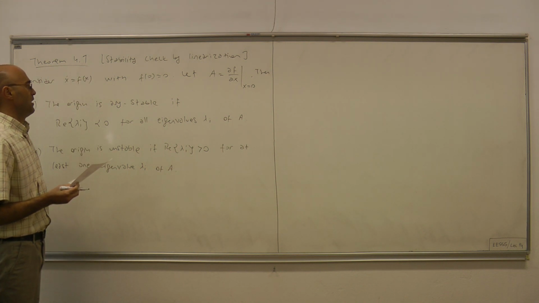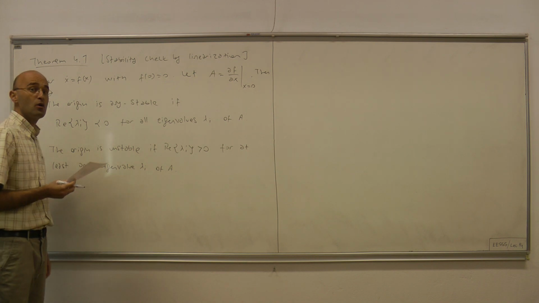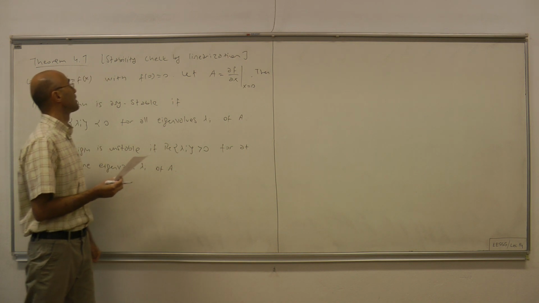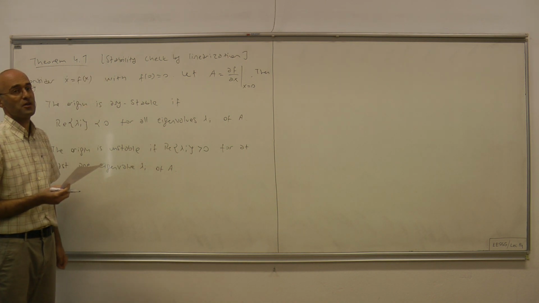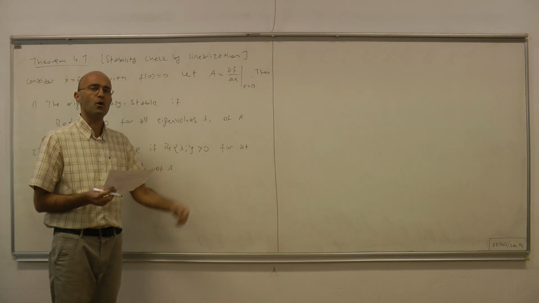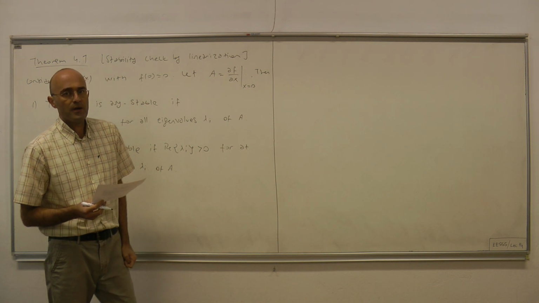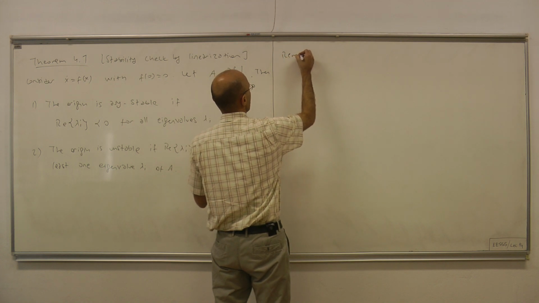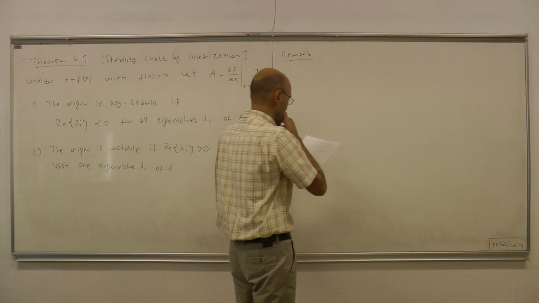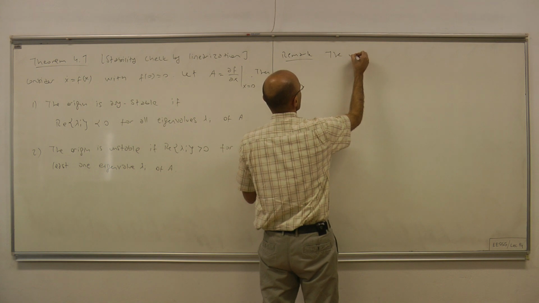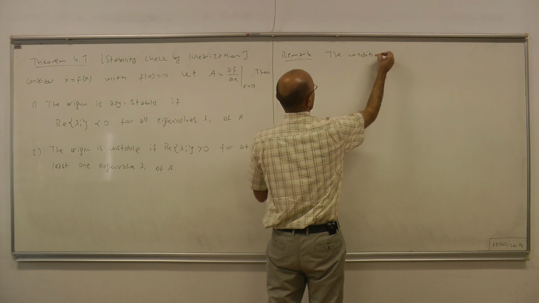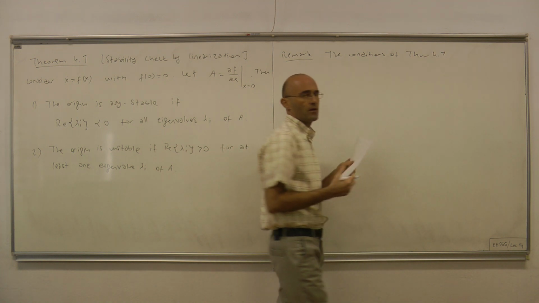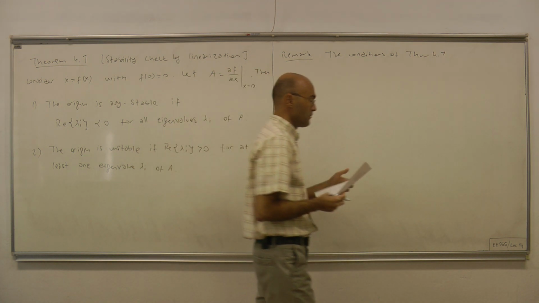Now, if neither one nor two holds, then Theorem 4.7, stability check by linearization, this method is inconclusive. So we have to go and figure out other ways to determine stability. So that's important. Let's put it down as a remark. The conditions of the previous theorem, 4.7, are sufficient only.